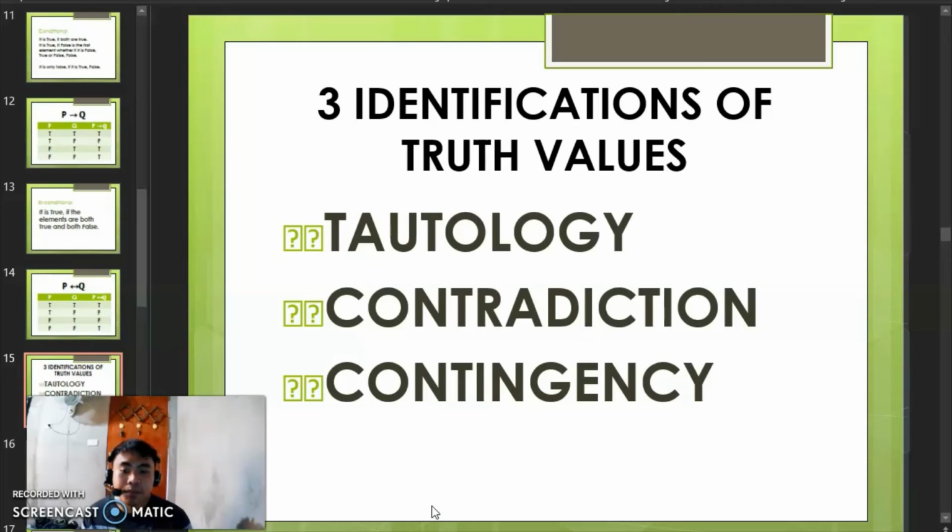Ulitin ko po ha, kapag ang atin pong last column, yung pinakahuli po, ang sagot po ay puro true, true, true, true, true, true, that is tautology. Pero kapag naman po yun ay puro false, that is contradiction. Pag yun naman po ay combination of true and false, that is contingency.